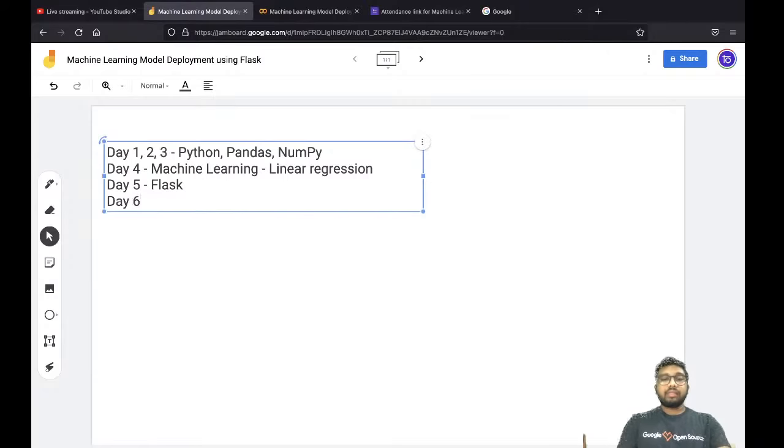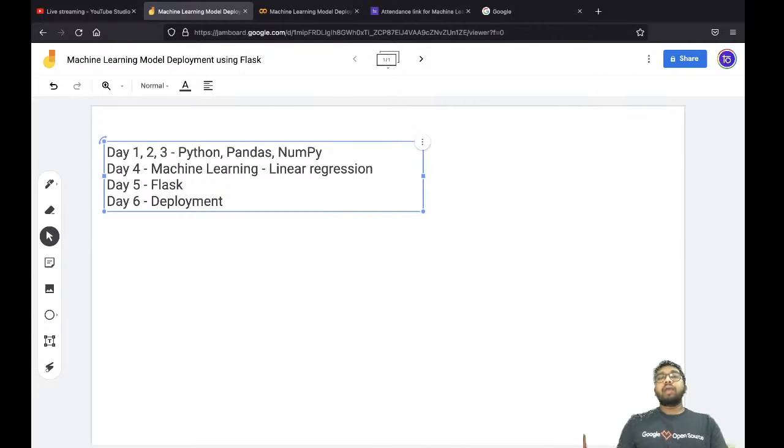Okay, on day 6, we are going to learn about deployment. What exactly does deployment mean? Deployment means that you are creating a website, right? When you create a website, only you can see it, because you are running that website on local, right?